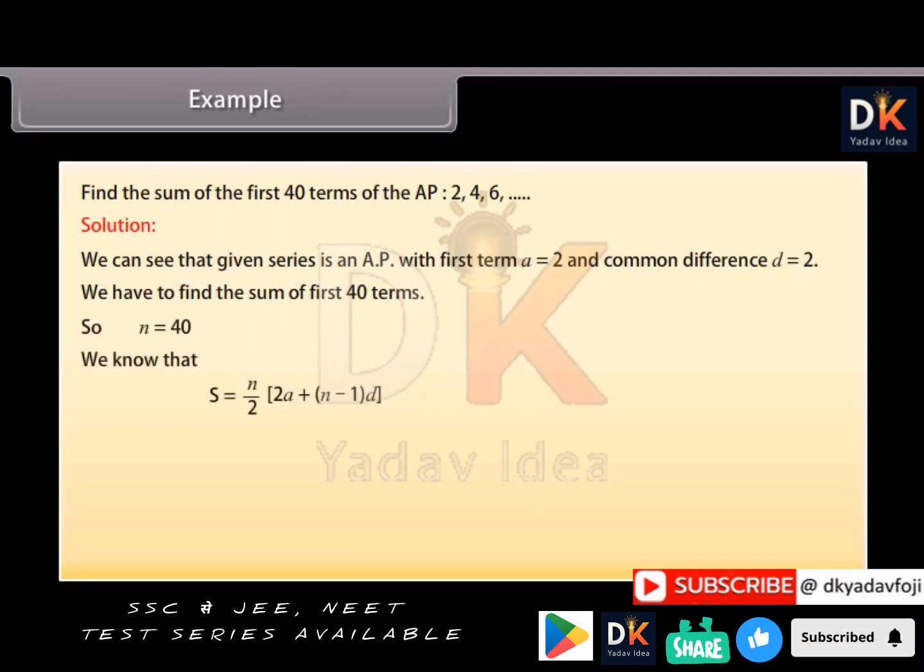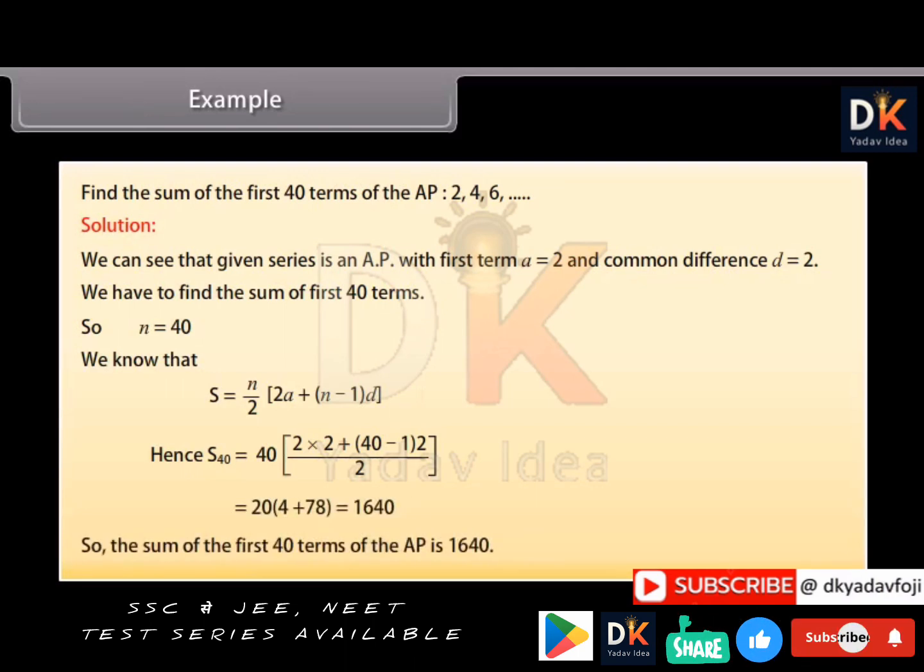We know that S is equal to n upon 2 into (2a plus (n minus 1) d). Hence, S40 is equal to 40 upon 2 into (2 into 2 plus (40 minus 1) into 2), which is equal to 1640. So the sum of the first 40 terms of the AP is 1640.